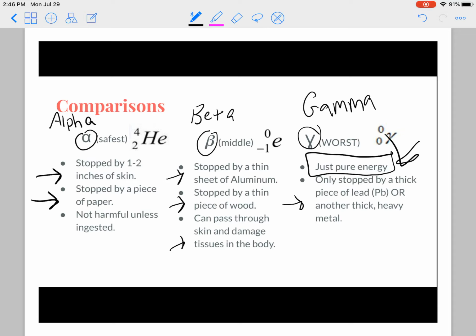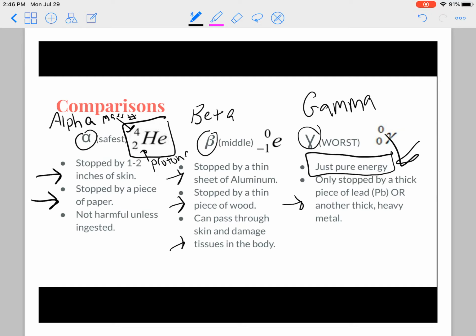Now, let's review the symbols for each type of radiation. So, alpha, for example, we have written here, 4 2 He. The 4 is the mass number. The 2 is the number of protons.